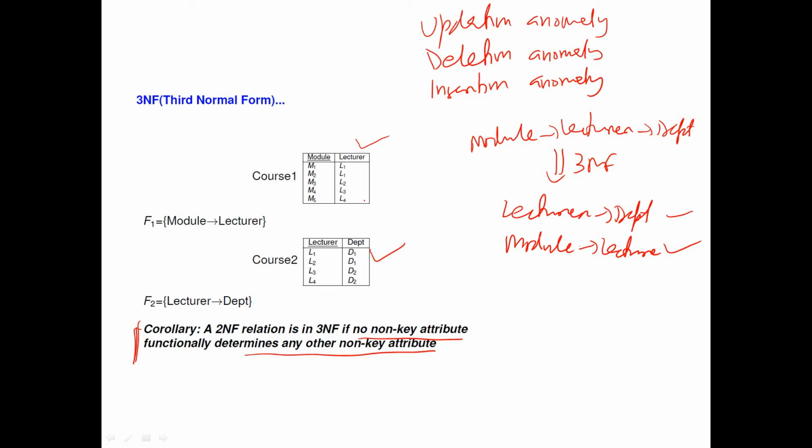Students, in these tables, course 1, course 2, if you will see, no two rows are having similar values, right? That means the updation anomaly is resolved. It is not present.